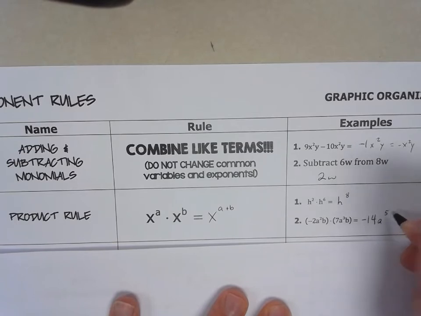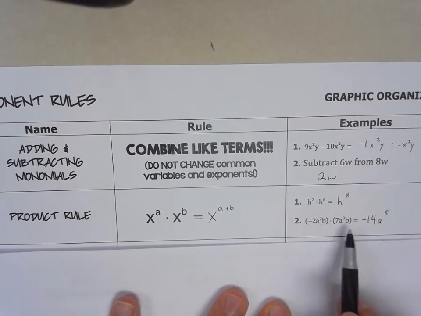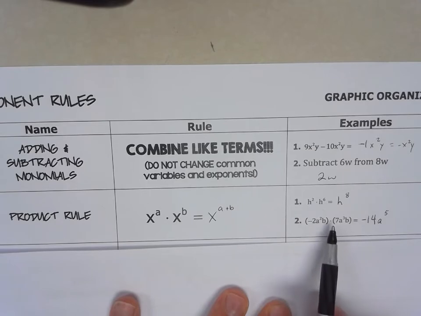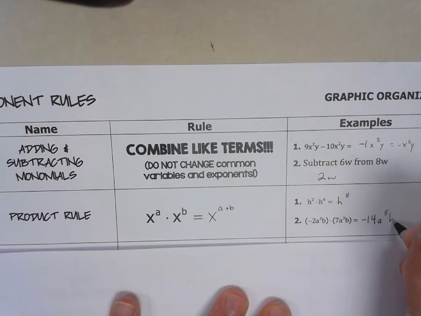And then we have b and b. And of course, if there's no number there, we know that means 1. So it's b to the first power and b to the first power. So 1 plus 1, we have b squared. Great. That's our product rule.